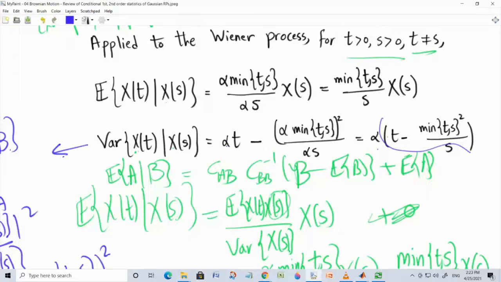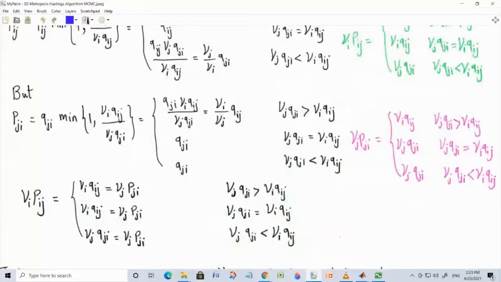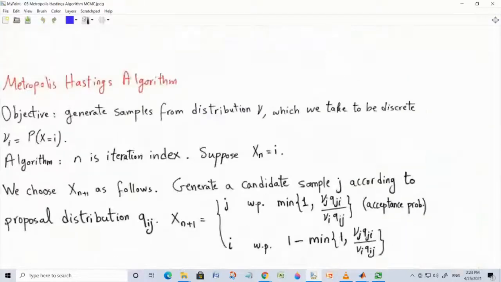What is written here on this page is applicable to any Gaussian process. Once you put your hand on a Gaussian random process, those expressions for conditional statistics are extremely useful and important. Any questions? No? Okay.